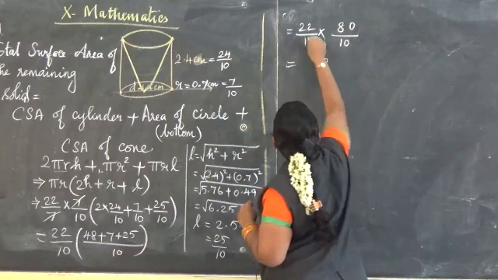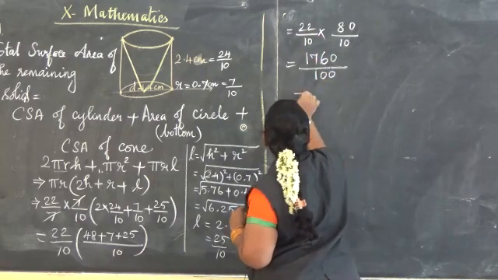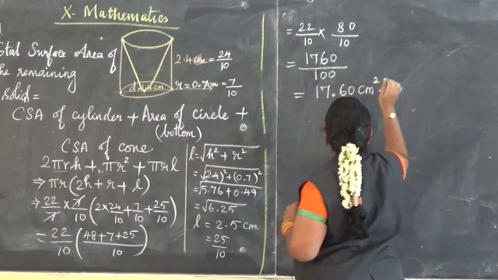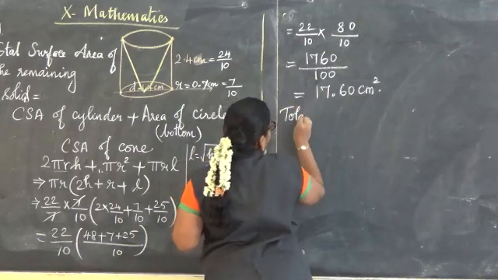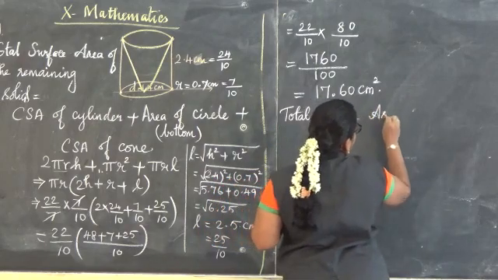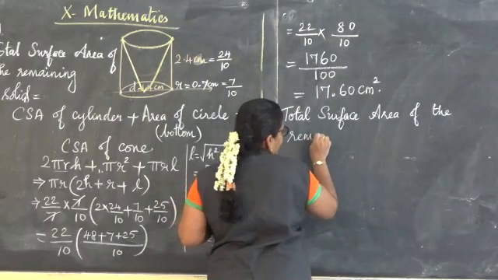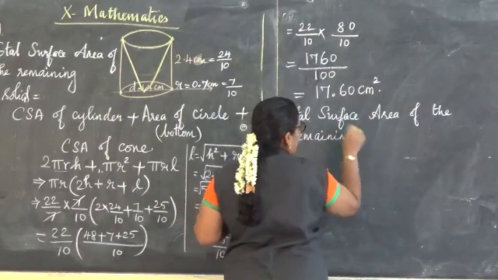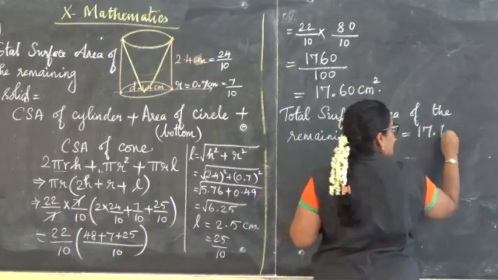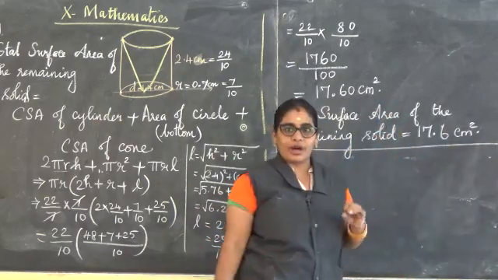Multiply this, 8 twos are 16, 16 plus 1, 17, 60 by 100. Keep it to 2 decimal places, 17.60 centimeter square. So the answer, the total surface area of the remaining solid is 17.6 centimeter square. And that's all for your examples for the cone.